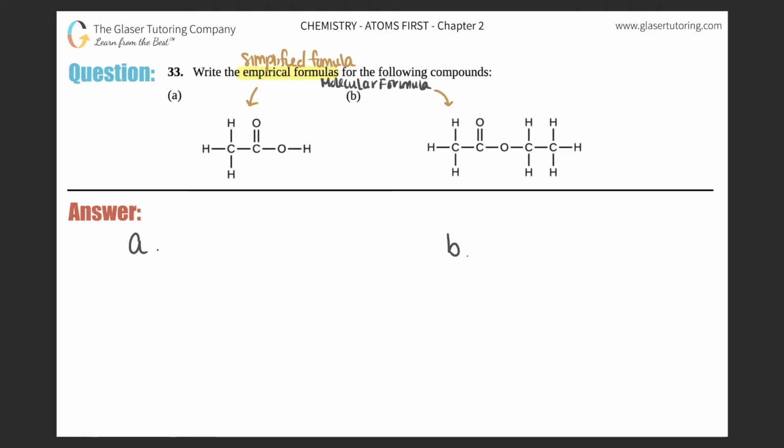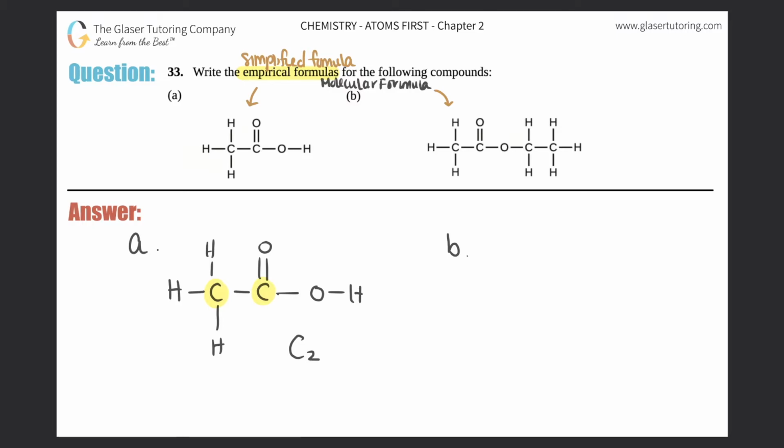So let's just categorize. So in A, I'll write this out just to make it a little bigger. So I have H, C, C, O, and H. There's a double bonded O up top here. There's an H, and then an H down here. Okay. So how many carbons do we have? 1, 2. So we have C2.